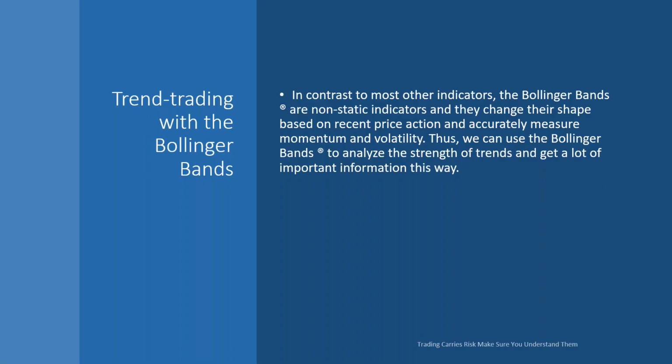Now, in contrast to most other indicators, the Bollinger Bands are non-static indicators, and they change their shape based on recent price action and accurately measure momentum and volatility. Thus, we can use the Bollinger Bands to analyze the strength of trends and get a lot of important information this way.